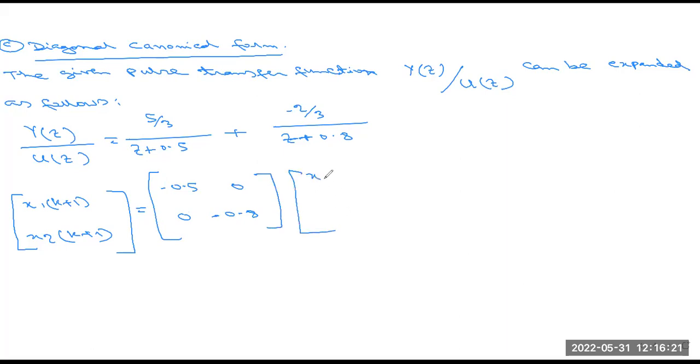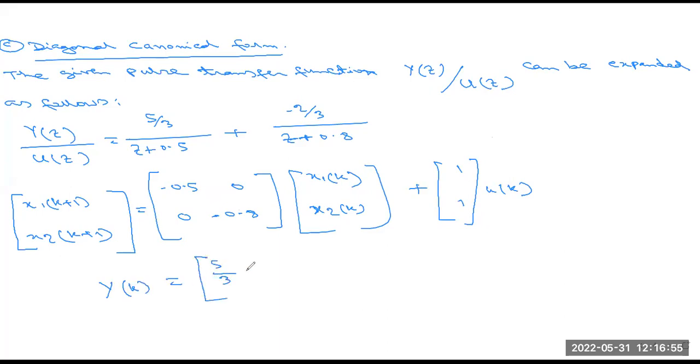So this is for x1(k) and x2(k), and the input matrix is 1, 1, times u(k). This is the input function of the diagonal canonical form, and the output is y(k), with 5/3 and minus 2/3 for x1(k) and x2(k). So this is the answer.